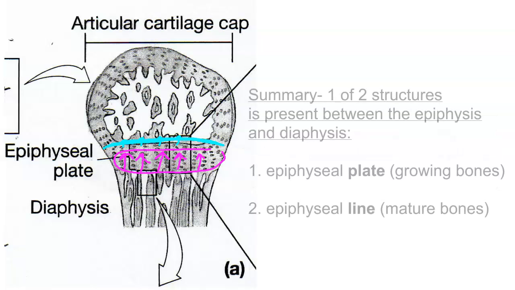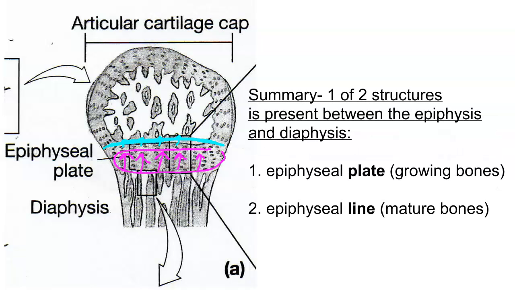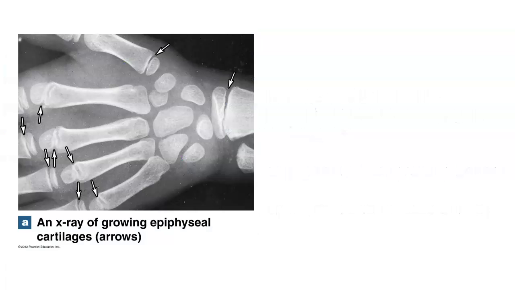So the epiphyseal plate we see in young bones that are still growing, and the epiphyseal line we see in mature bones that don't have the potential to grow longer. We can see that in x-rays too. The white arrows are pointing to the epiphyseal plate. Notice that the cartilage on an x-ray appears transparent, and so the epiphysis looks separate from the actual bone. Here's the diaphysis, here's the epiphysis, and so the epiphyseal plate is an indicator that this bone is still growing.